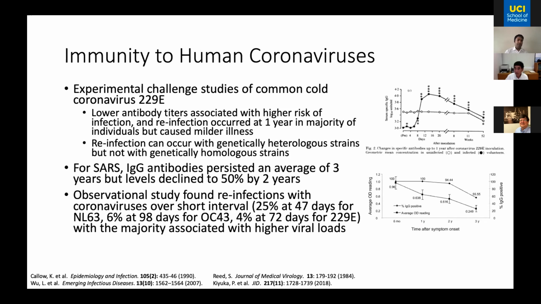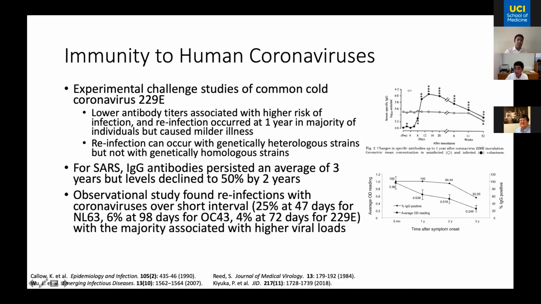Another study found that patients were able to be reinfected with virus strains that were genetically different, even though they were from the same virus, but they weren't able to be reinfected with the genetically identical virus. What we know from SARS is that these IgG antibodies persist for an average of 3 years, but levels decline to 50% by 2 years. But this is actually very variable from person to person.